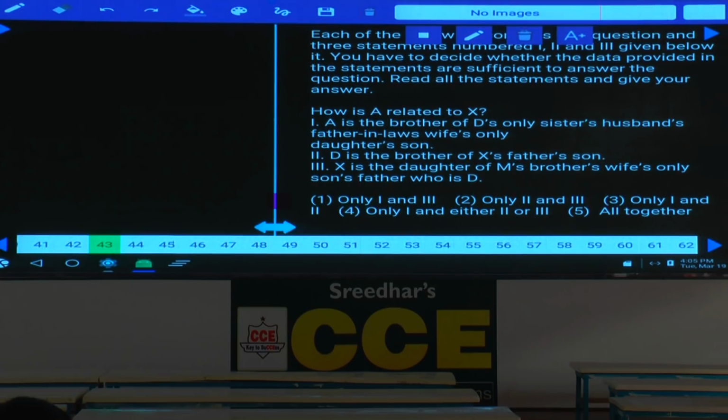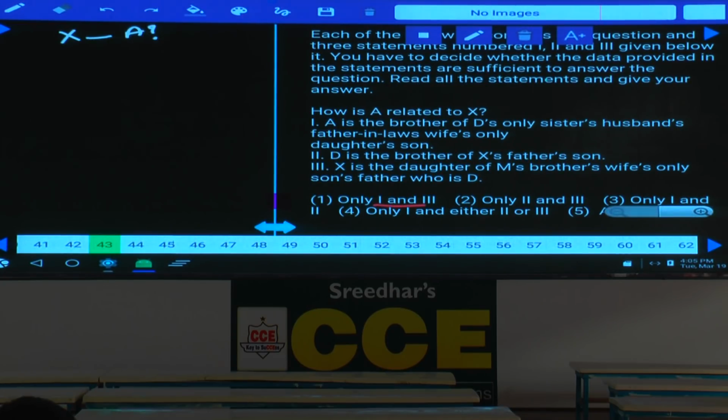Now in this question 43, how is A related to X? Now we need to find out how this A is related to X. Again, only 1, only 2, only 3 is not there, so what do we need to check? We need to check 1 and 3, the combination of these. Combination of 1 and 3.